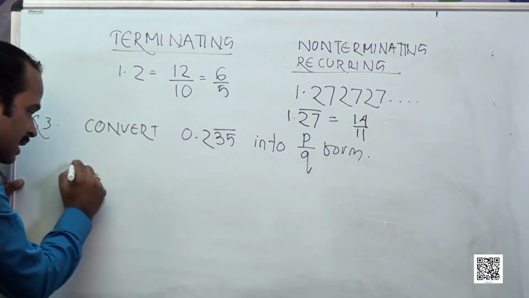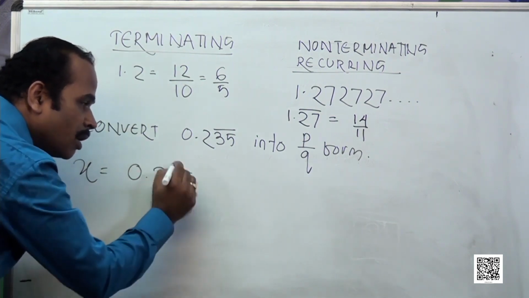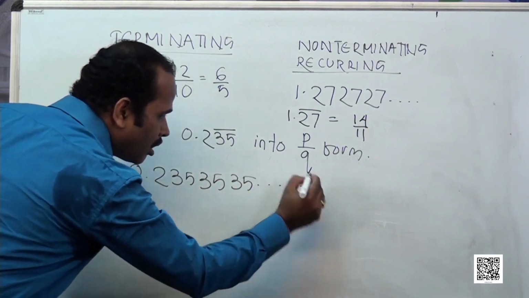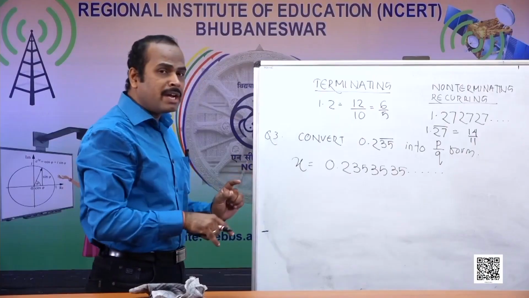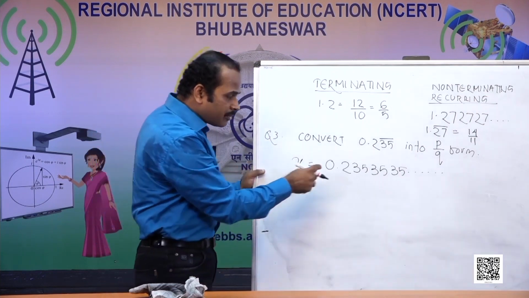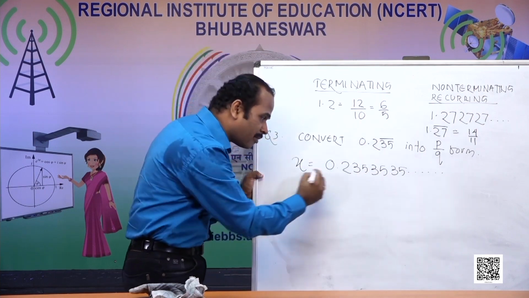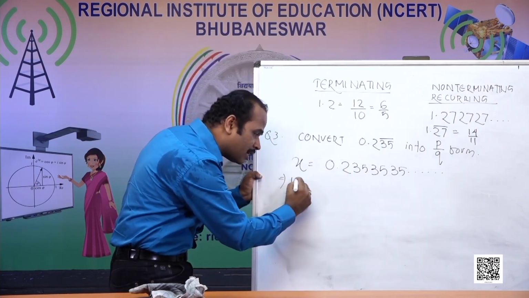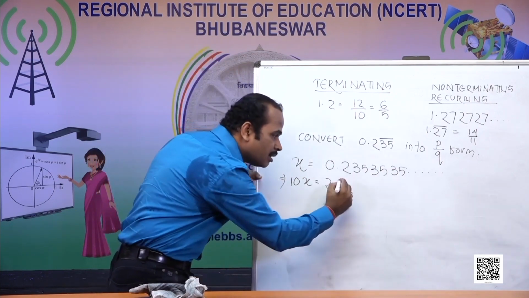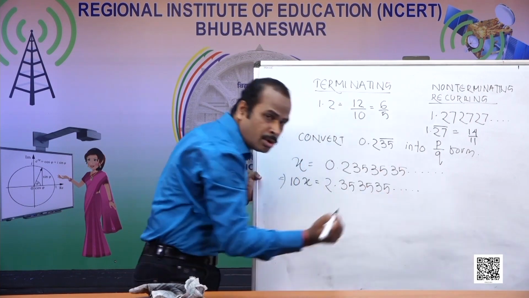Let us see again. Let us declare x equal to 0.235, where 35 is repeating. So I can write 35, 35, 35 and so on. That means 35 is continuing. Now, how many digits after the decimal are not repeated? You can observe there is only one place, that is 2, which is not repeated after the decimal part. In such a case, we can bring this 2 to this side by multiplying x by 10. When I multiply 10 to x, I will find it is 2.353535 and so on. Yes or no?